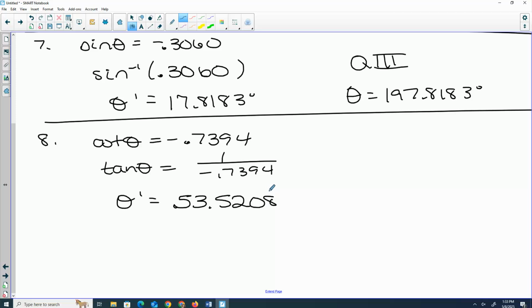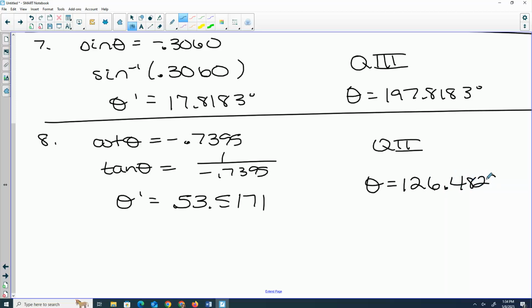Oh, did I? It was 0.7395, wasn't it? I wrote that down wrong. I'll probably change my last couple decimals. So 53.5171. Then it tells us we are in quadrant 2. So how do you put an angle in quadrant 2? So if I do 180 minus the 53, we get 126.4829 degrees.